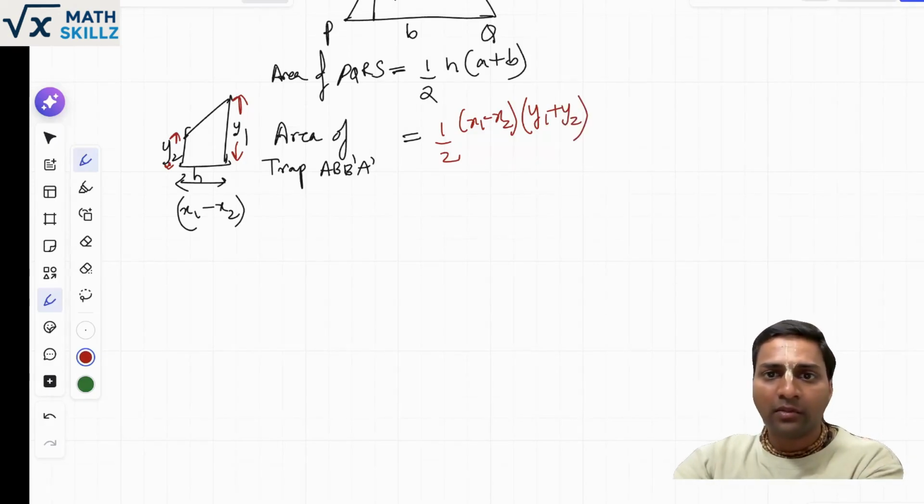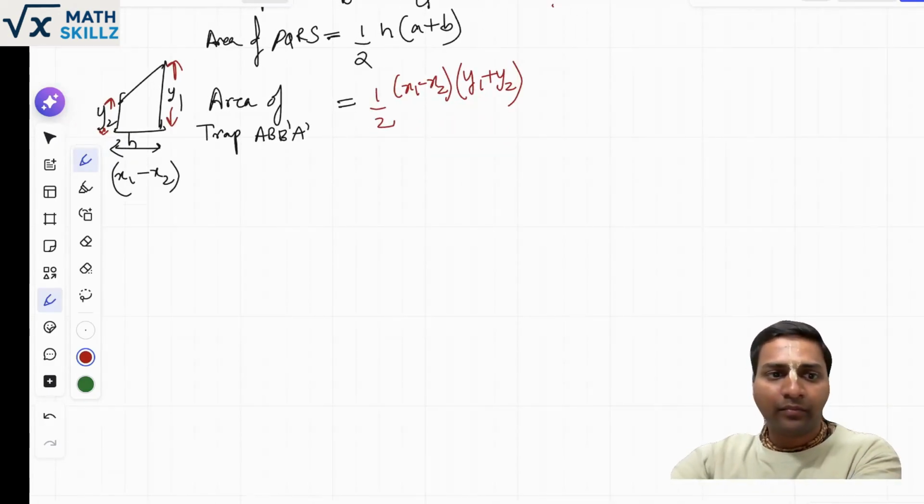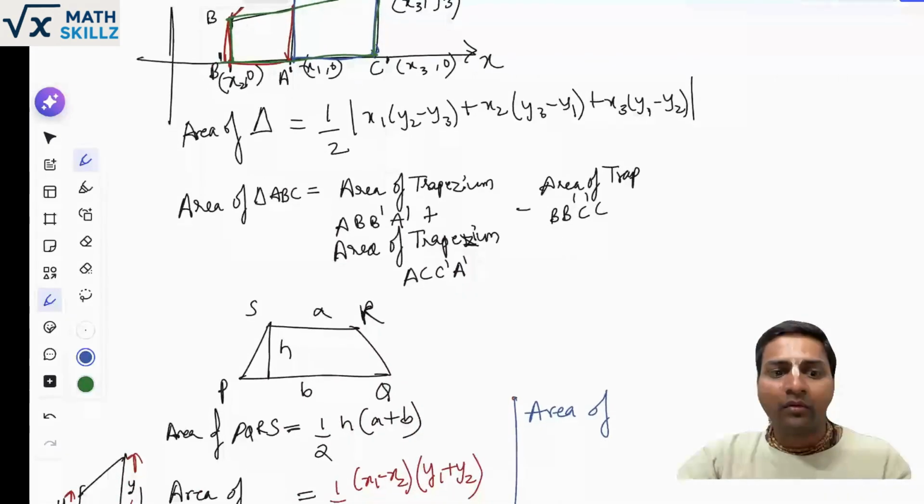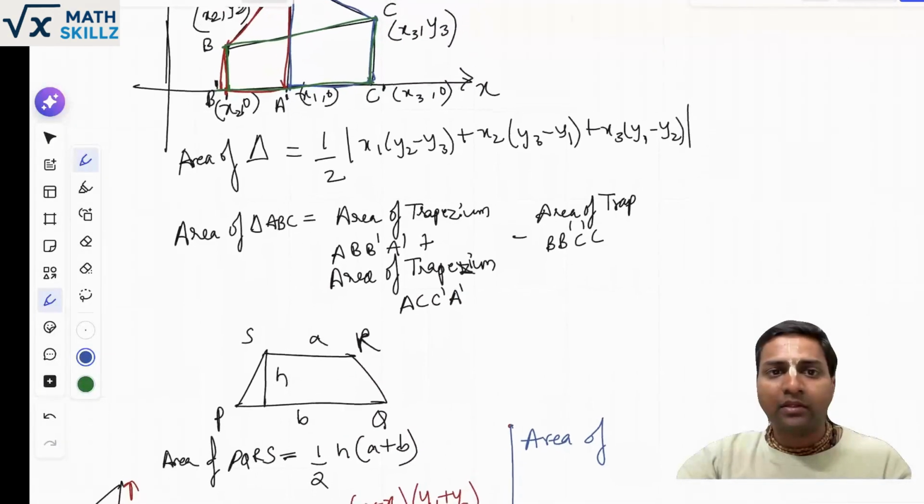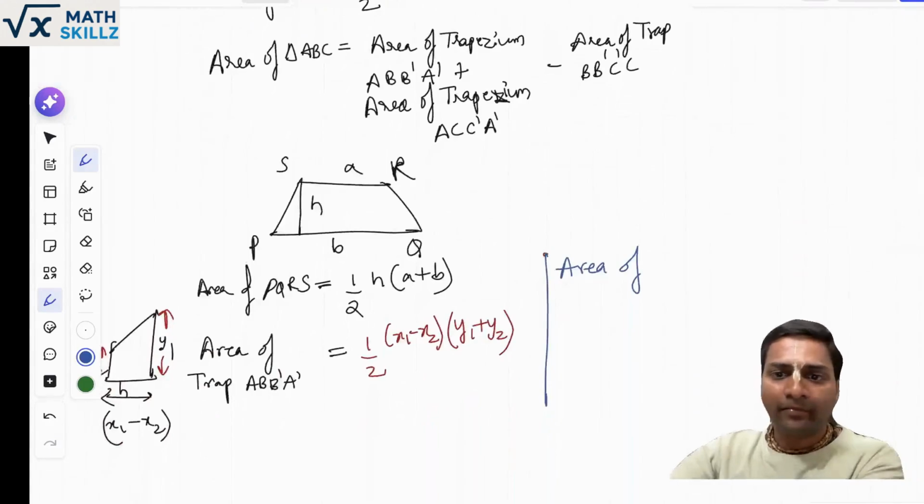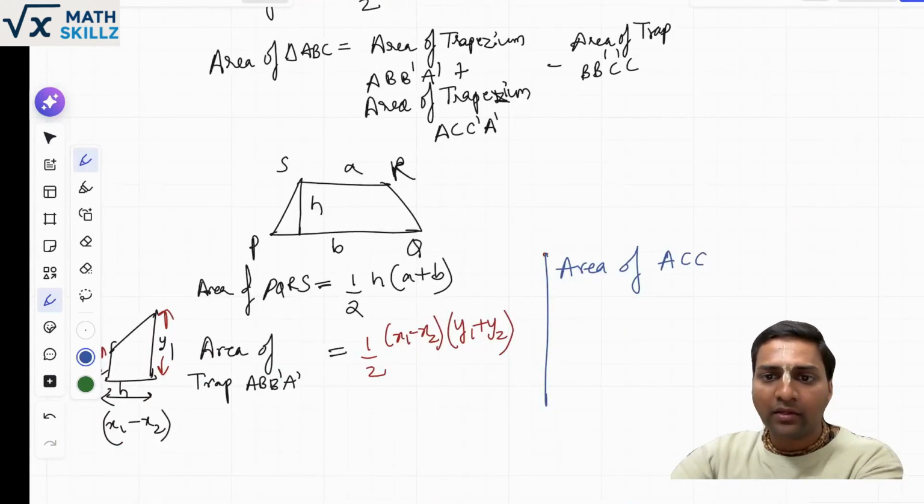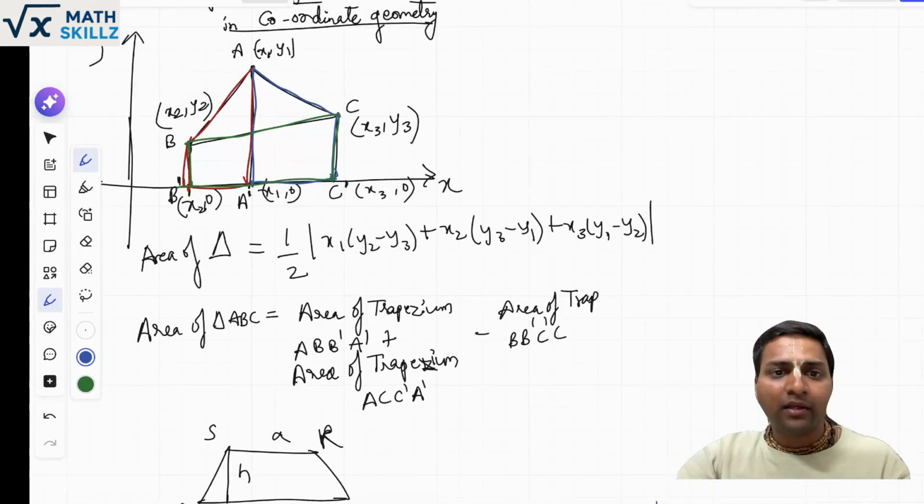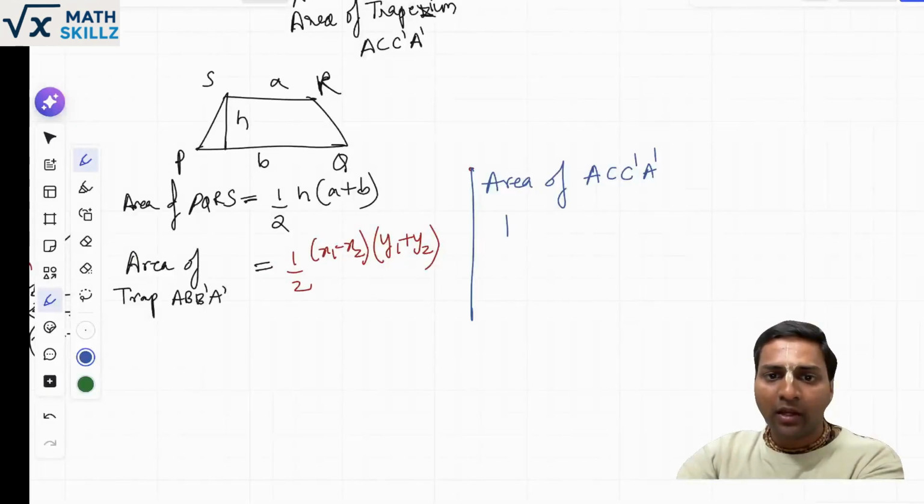Now similarly I can find the area of trapezium A C C dash A dash. Here the height will be A dash C dash, which is x3 minus x1.